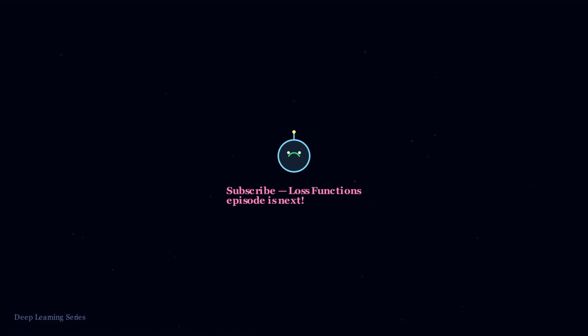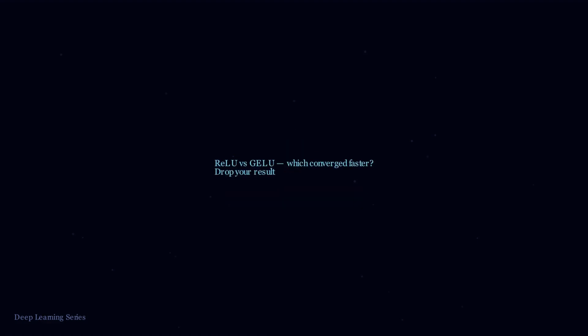Next episode, loss functions. MSE, binary cross-entropy, categorical cross-entropy, what they actually optimize, and when each one lies to you.